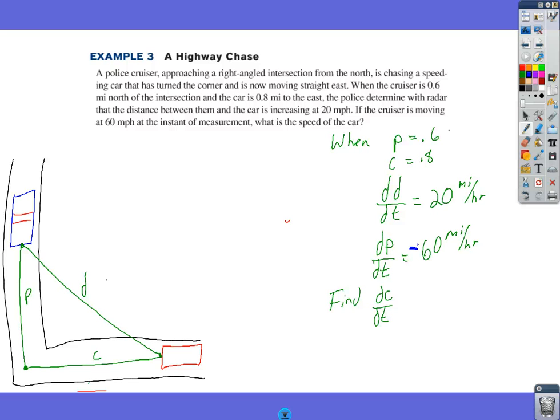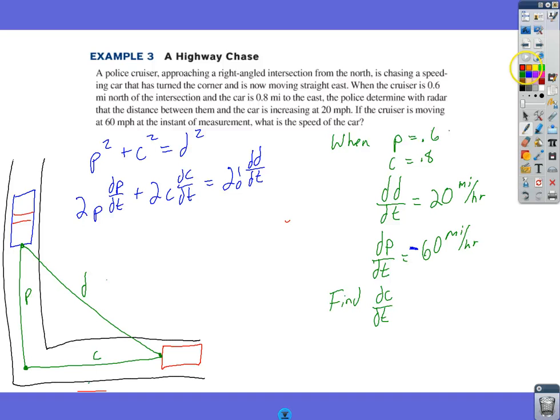So now I have this right triangle. The only thing I really know about right triangles is that P squared plus C squared is equal to D squared, good old Pythagorean theorem. I take the derivative of this with respect to time, and what I end up with is 2P dP/dt plus 2C dC/dt is equal to 2D dD/dt. Because I took the derivative with respect to time, I'm going to start plugging things in.